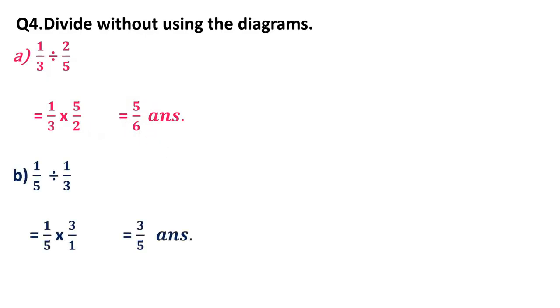Okay, same thing we have done here also. 1 by 5 divided by 1 by 3. So 1 by 5 we have written here, and we have taken the reciprocal of the second fraction. So our division sign has changed to multiplication, and 1 by 3 will give you 3 by 1 as the reciprocal. So when we multiply the numerators and denominators, we are getting 3 by 5 as the answer.